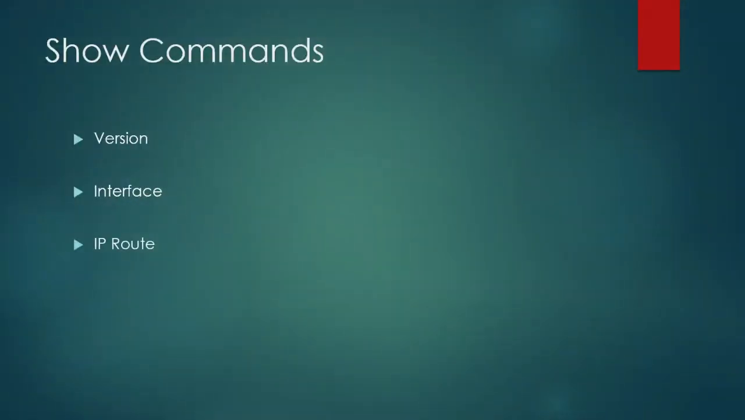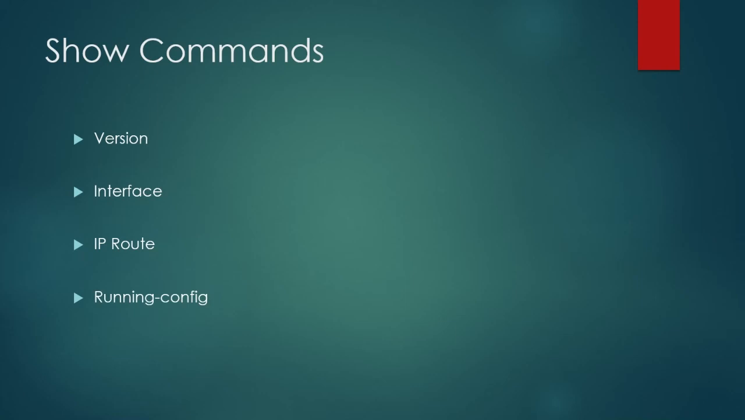The show IP route command will allow you to look at a router's routing table. It'll give you information about whether or not there's a connection, if it's a static connection, which is a connection that you yourself made, things of that nature.